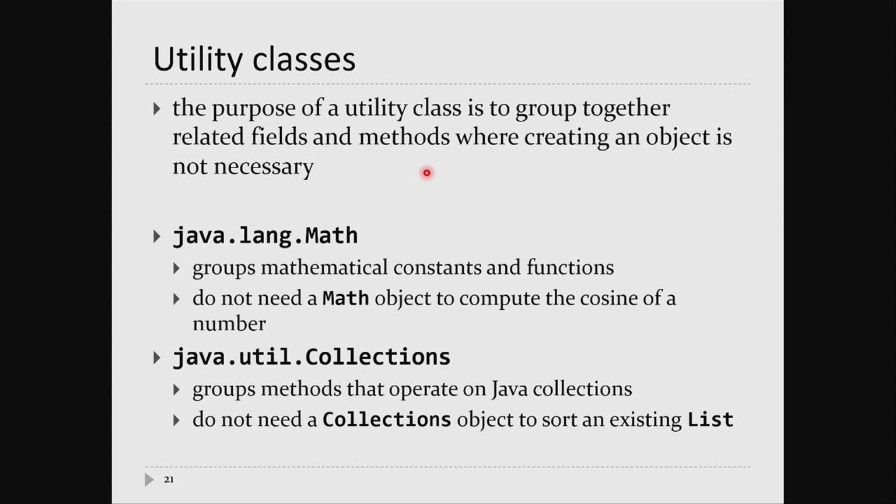So the purpose of a utility class is to group together related fields and methods where creating an object's not necessary. So with Math, you've just got some constants and functions. The constants are pi and e. You've got functions like cosine and sine. You don't need a Math object to compute any of that stuff, so why make objects? Collections is just methods that operate on Java collections. You don't need an object to sort a list. All you need is the list. So it doesn't make sense to make a Collections object.